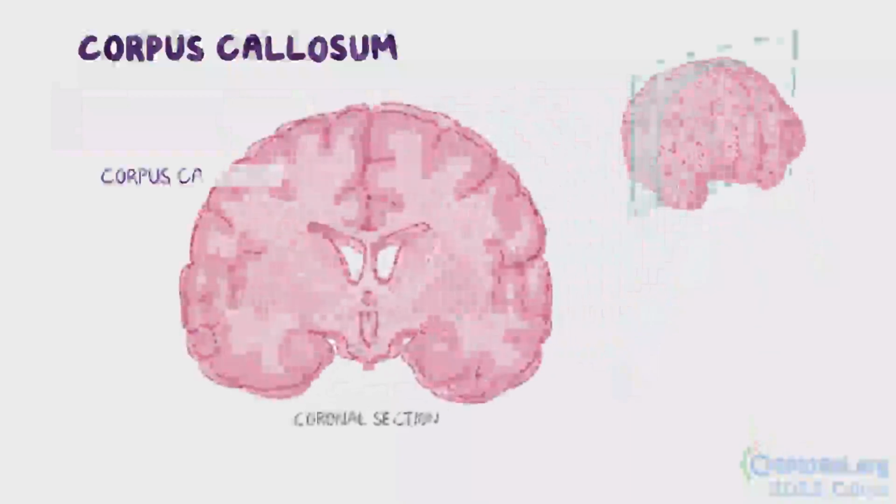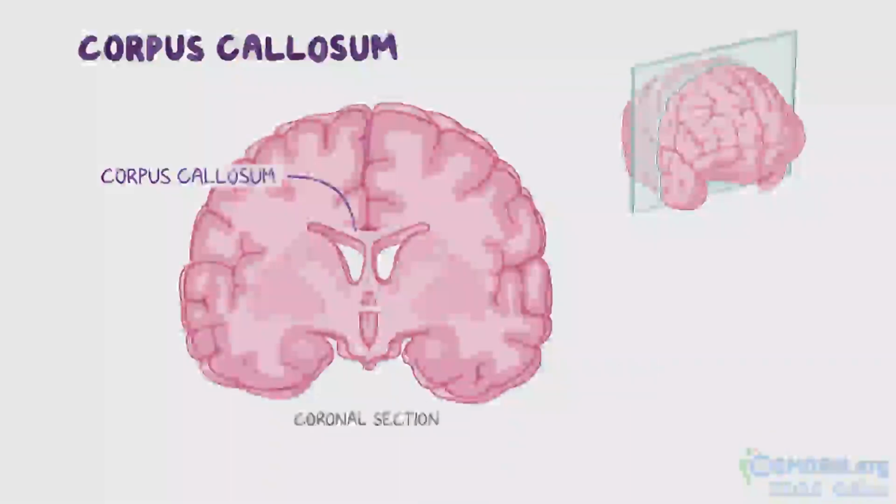On a coronal section of the brain, we can see the corpus callosum at the bottom of the longitudinal fissure and superior to the lateral ventricles, forming a bridge between the hemispheres.